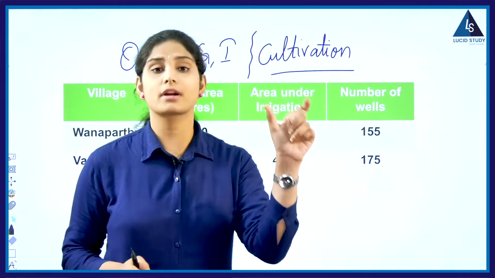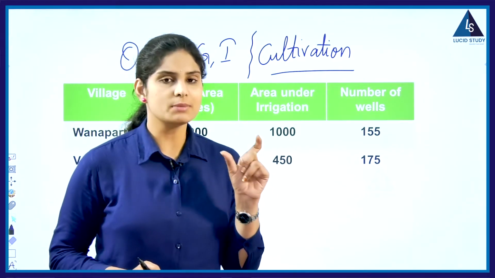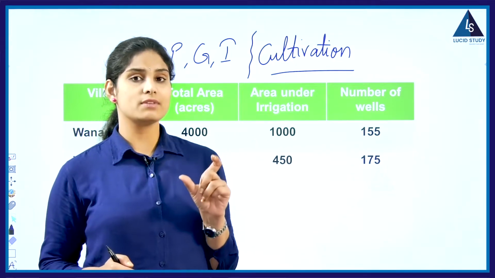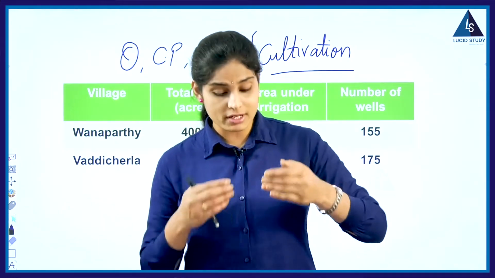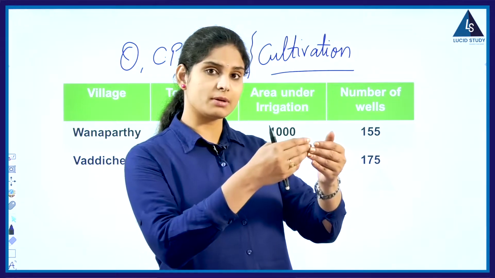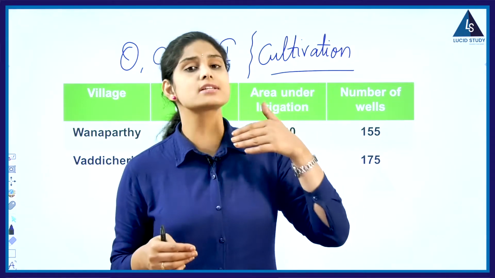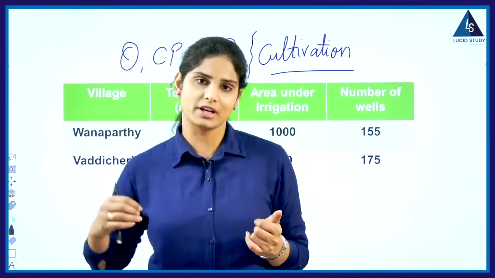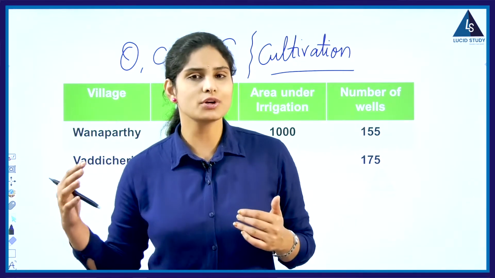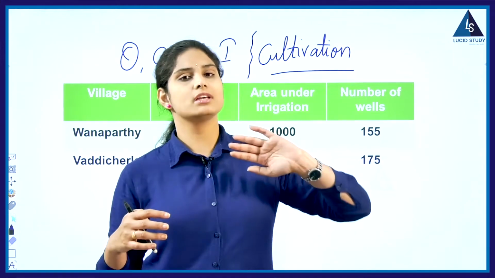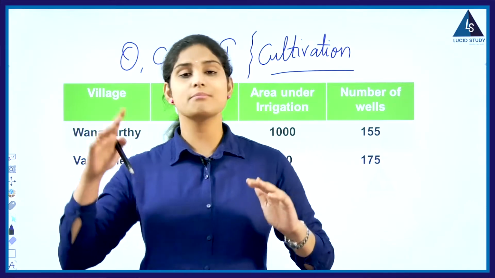Here we call it groundwater. So the availability of groundwater is very, very important. And especially when you make a comparison between Vadicherla and Vanaparti, Vanaparti has the highest household income when compared to Vadicherla, right? The reason, as we are already saying, is that the availability of water in Vanaparti is much better when compared to Vadicherla.